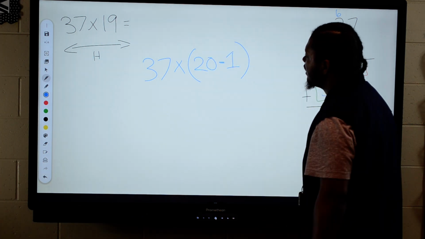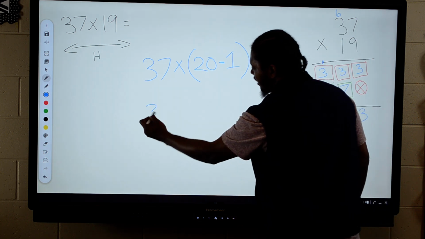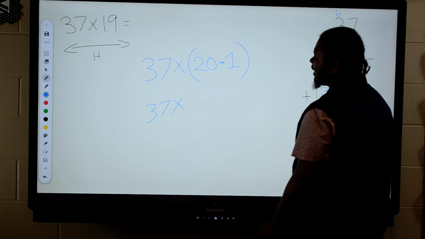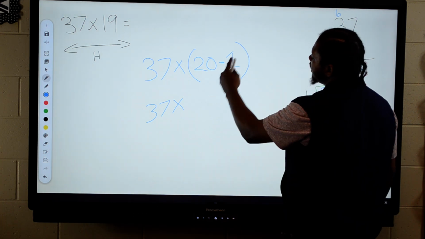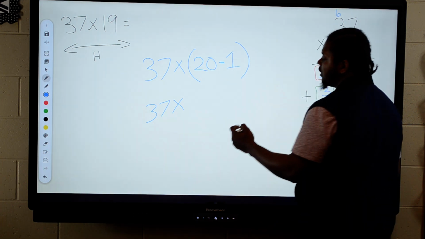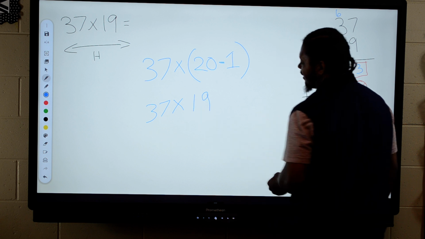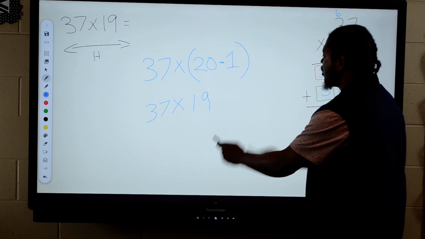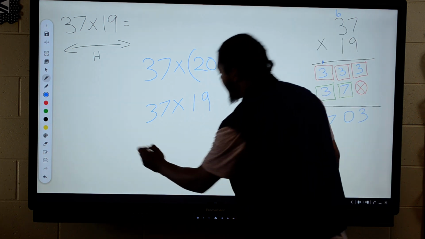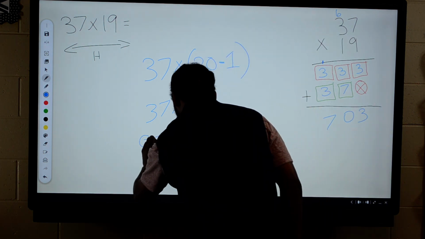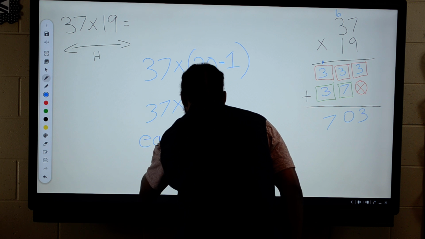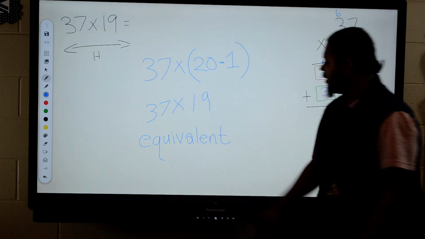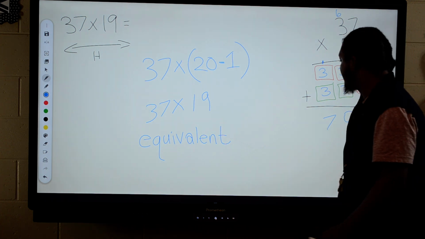All right, so here we can go ahead and bring our 37 down and our multiplication sign. Now we need to solve what's inside of the parentheses. So what is 20 minus 1? We know 20 minus 1 is 19. Does that look like our original expression? It does. So that means we would not circle this one because it is equivalent. Now I'm going to get rid of this one.